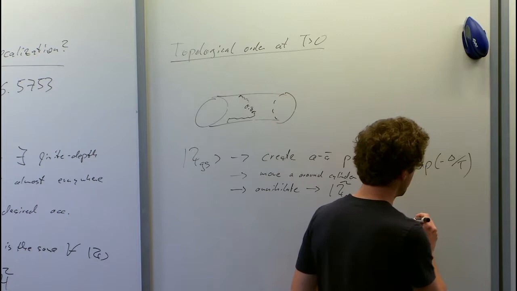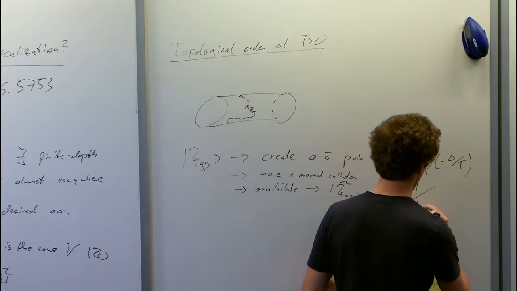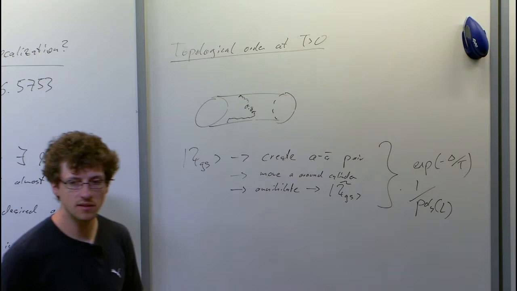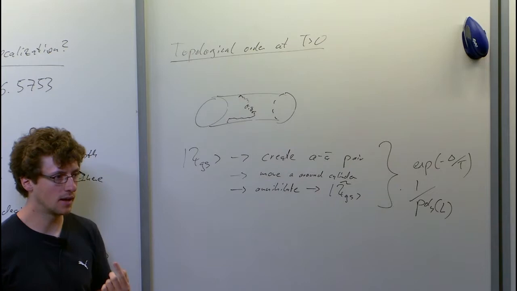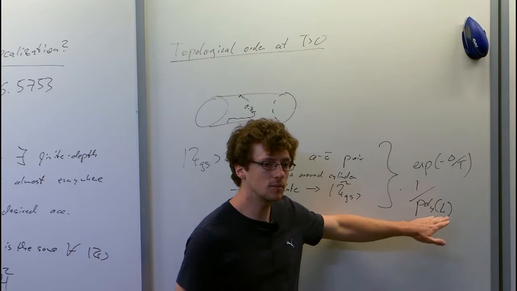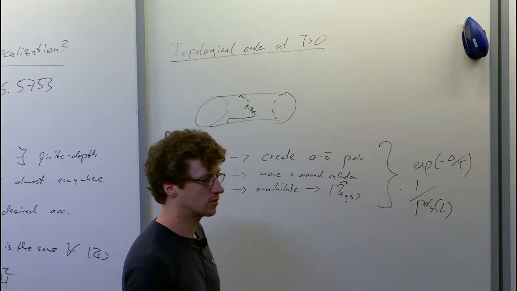Well, okay, and then there's the process of moving it around the cylinder, which is going to be polynomially suppressed in the system size. Right, so you can imagine maybe it's a diffusive process, so then it's like 1 over L squared, basically. Maybe there's some factor for having it come back to its original location. But this is not exponentially suppressed in the system size. This is only polynomially suppressed in the system size. So this is the argument that is usually given for why topological order, or topological quantum memories, are going to be unstable at any finite temperature.